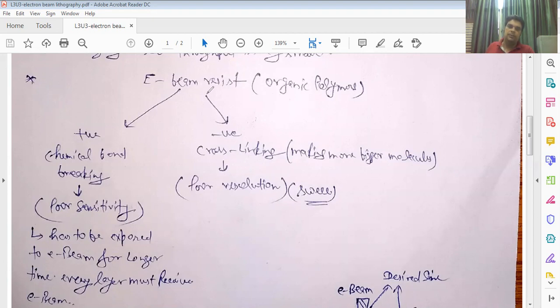negative electron beam resist. Negative electron beam resist works on the principle that whenever the electron beam is projected onto your negative electron beam resist, cross linking occurs. Molecules react with each other to form bigger molecules. That is called cross linking. So, due to this cross linking, swelling takes place.